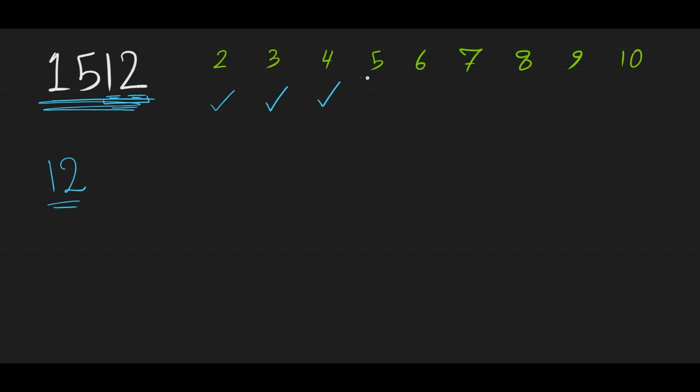Alright, moving on. Let's go for 5. How do we know if the number is divisible by 5? If the last digit is either 5 or 0, then the number is divisible by 5. And since our number ends with the digit 2, this is a no-go.